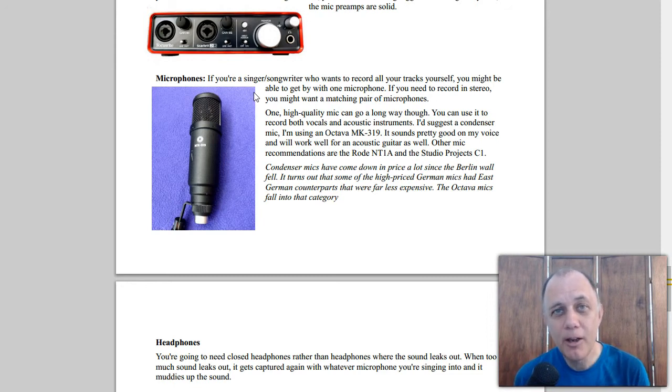So that's what's important about an audio interface: the number of inputs, the quality of the unit itself, direct monitoring, and a headphone output, which most of them have, is good as well. I'm using, again, the Focusrite Scarlett 2i2. I recommend the Focusrite products. Even in the mid-low price range, they sound pretty darn good.